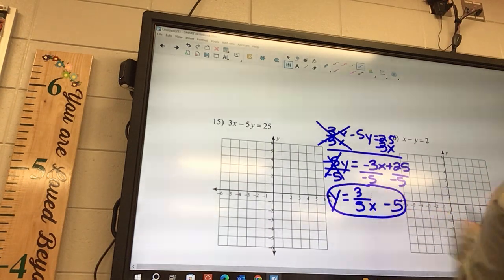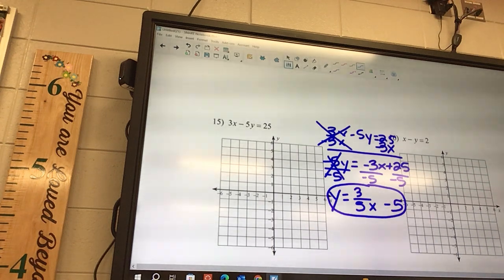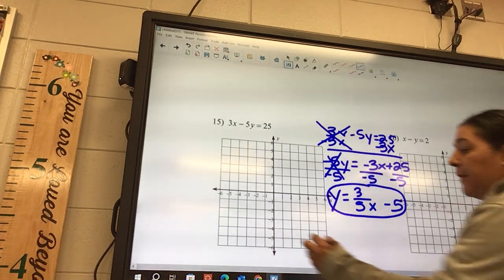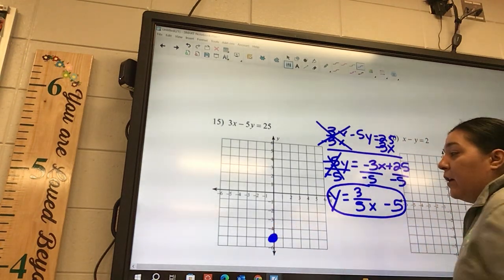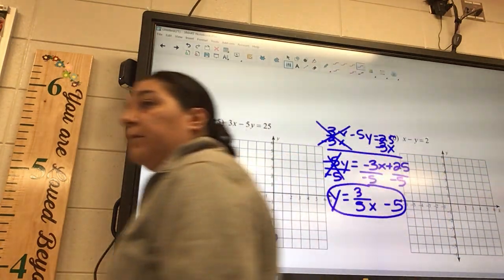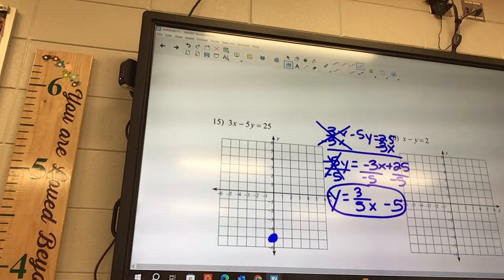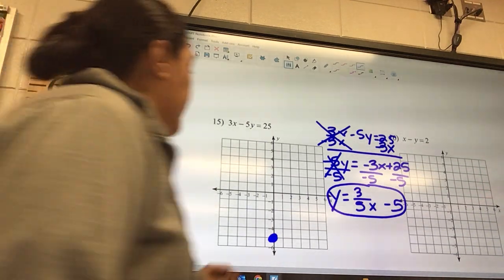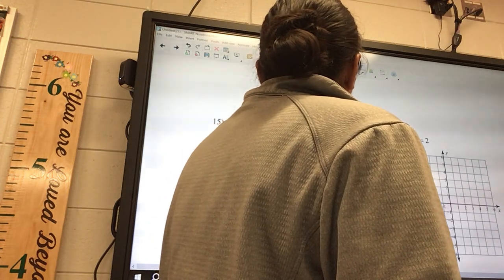Okay, and so now this is ready to be graphed, okay? And that has to be in this form in order for us to graph it. So if we're looking at that, okay, what are we going to plot first? -5. So we're going to go to where y is -5 and put our dot. And what is my slope? 3 over 5. So we're going to rise 3, so go up 3. And over 5, which way? To the right.